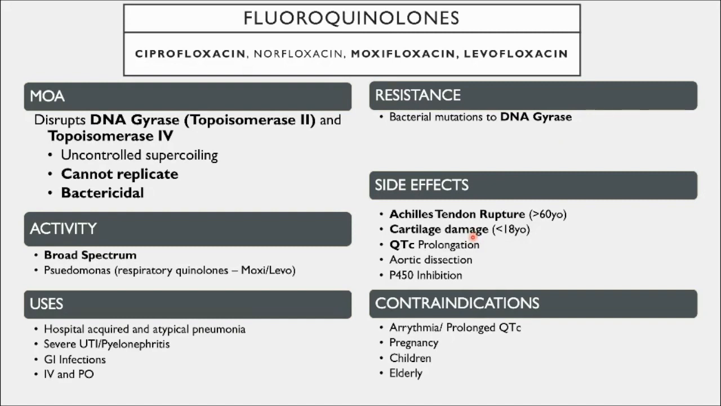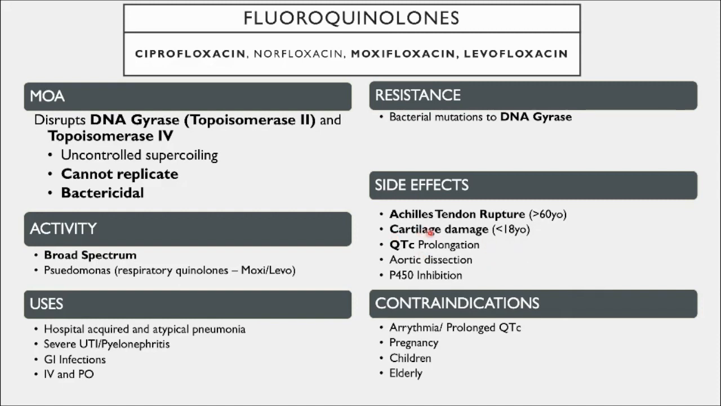Problem with these, they're great drugs, but they have a lot of side effects. Big things are going to be basically collagen issues. So Achilles tendon ruptures, particularly in the elderly population, as well as cartilage damage in the younger population. So you have two bimodal peaks of people that you shouldn't use these drugs in, which is a problem. The other thing is it causes really bad QTC prolongation. So as we mentioned before with the macrolides, you get an increased risk of heart arrhythmias and death.